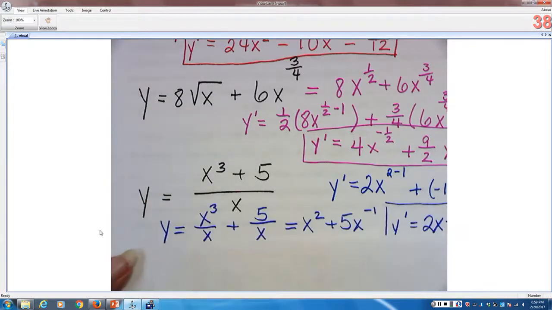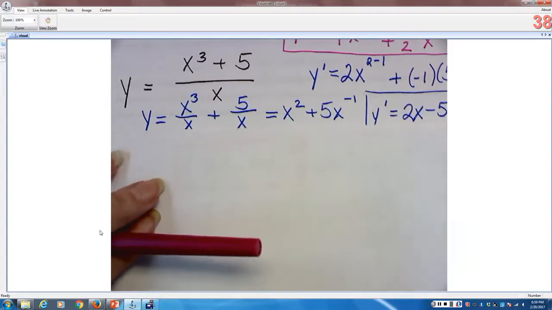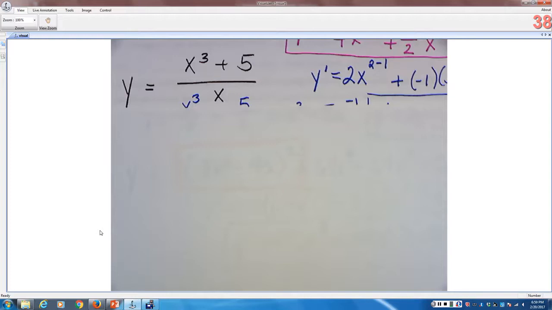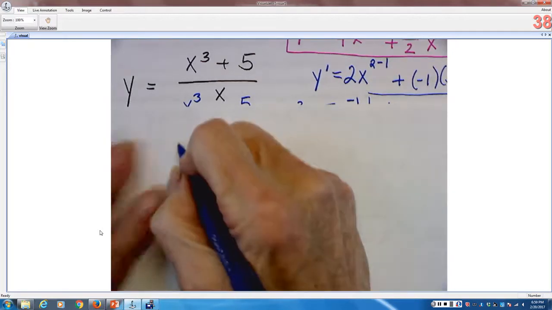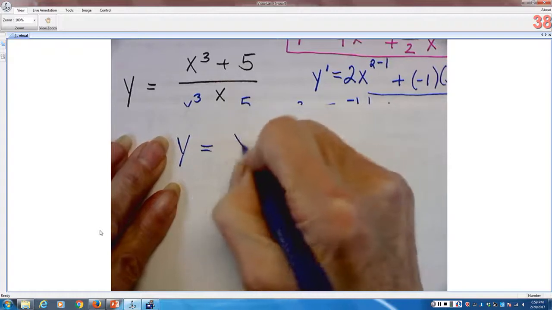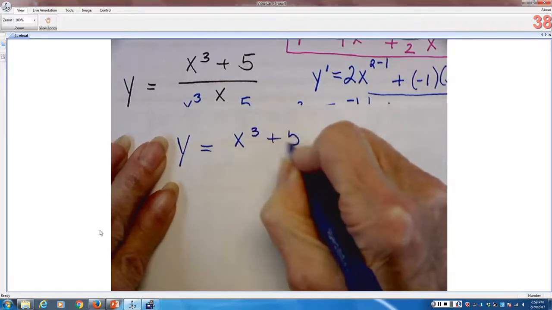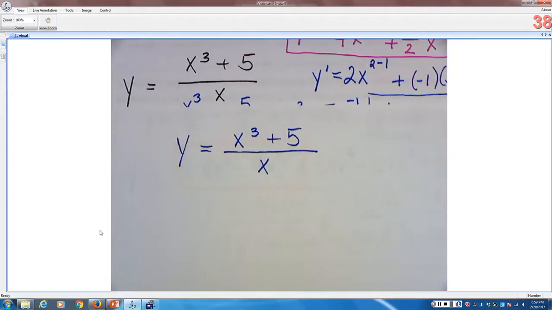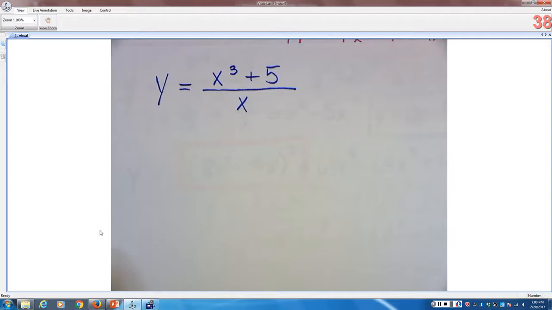So that was a quotient rule problem. y equals x cubed plus 5 all over x. So we're going to treat it like a quotient rather than use the trick to make it into a power rule problem. We're going to actually just treat it like a quotient.